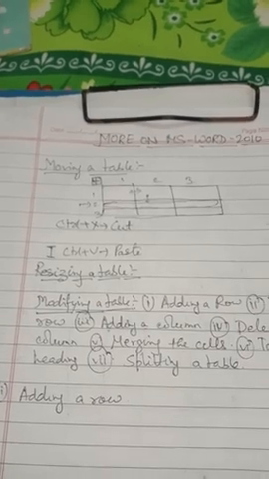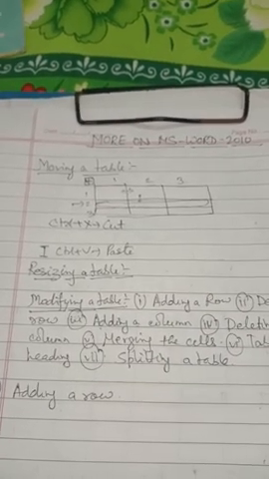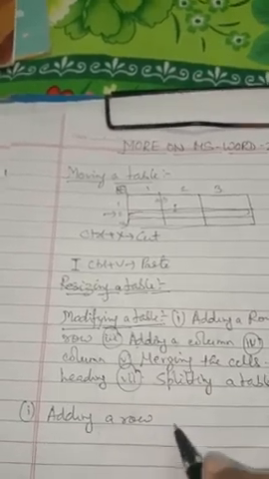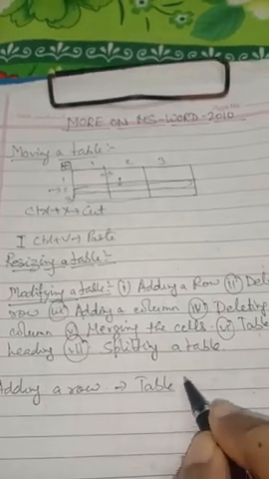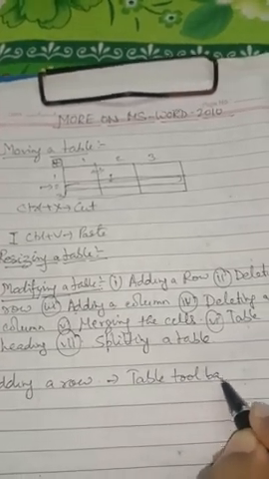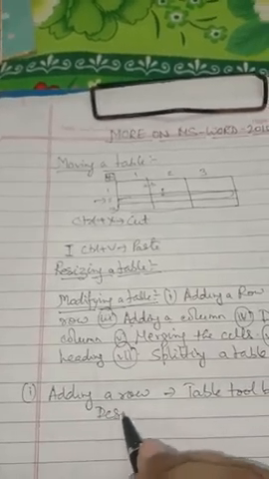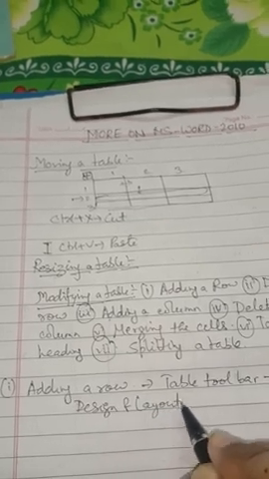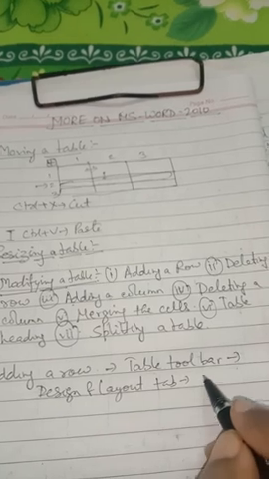Now move to the table tools, and from the table tools move to the design and layout tools, and then click on the layout tab. So first of all, over here move to the table tool tab. From the table tool tab move to the design and layout tab, and from the design and layout tab click on the layout tab.